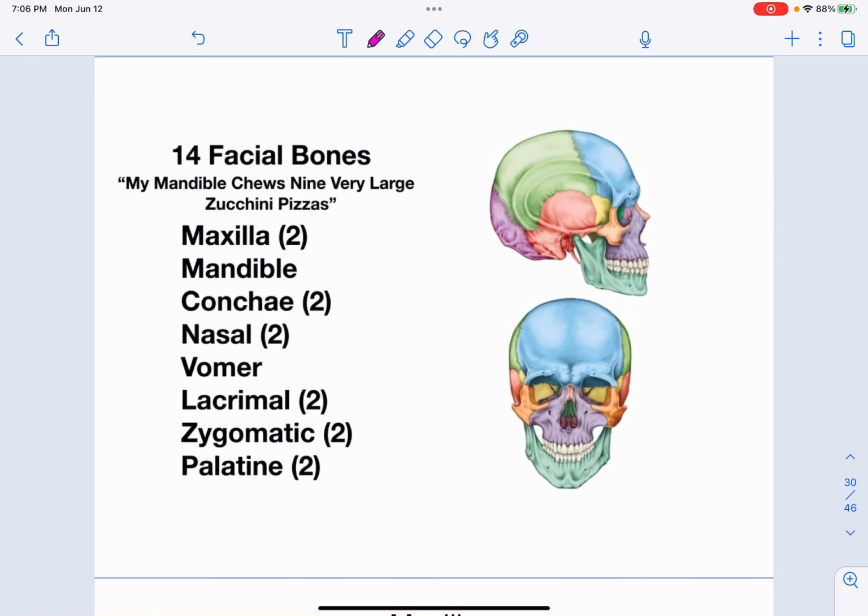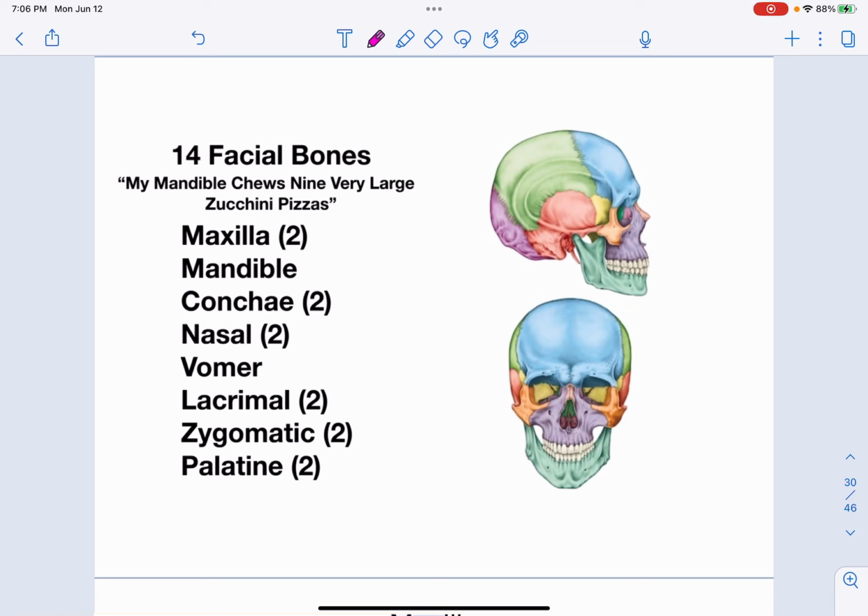All right, so for the facial bones, there's 14 of them. Many of them come in pairs, though. The mnemonic that I found, again, same place I found the other mnemonic, is my mandible chews 9 very large zucchini pizzas. Again, it's important to be able to recognize and identify all of the facial bones and to be able to recall what they are.